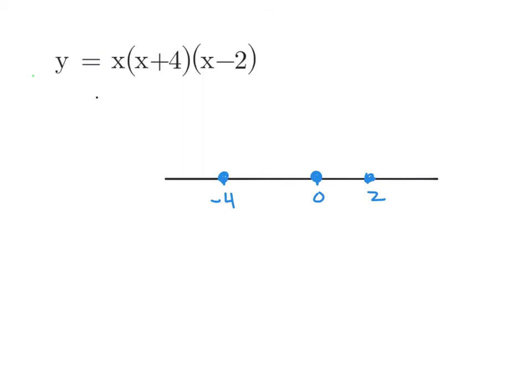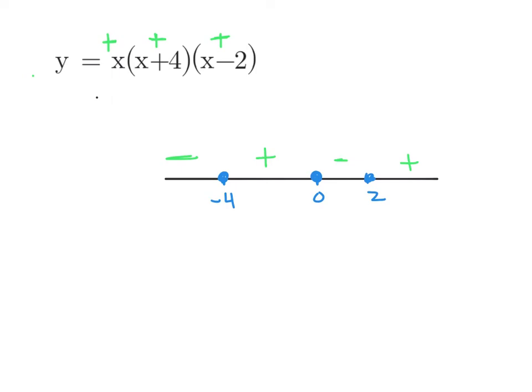Then we're going to go through the whole process of a sign chart. Pick something extraordinarily negative, like negative, I don't know, a billion. Negative a billion's negative, negative a billion plus 4 is negative, negative a billion minus 2 is negative. The entire product is negative. As we pass over that -4, it is x plus 4 that changes to positive, and the entire product becomes positive. As we pass over 0, it's x that changes from negative to positive, and the entire product becomes negative again. Then finally, as we pass over 2, it's x minus 2 that becomes positive, and the entire product is positive.